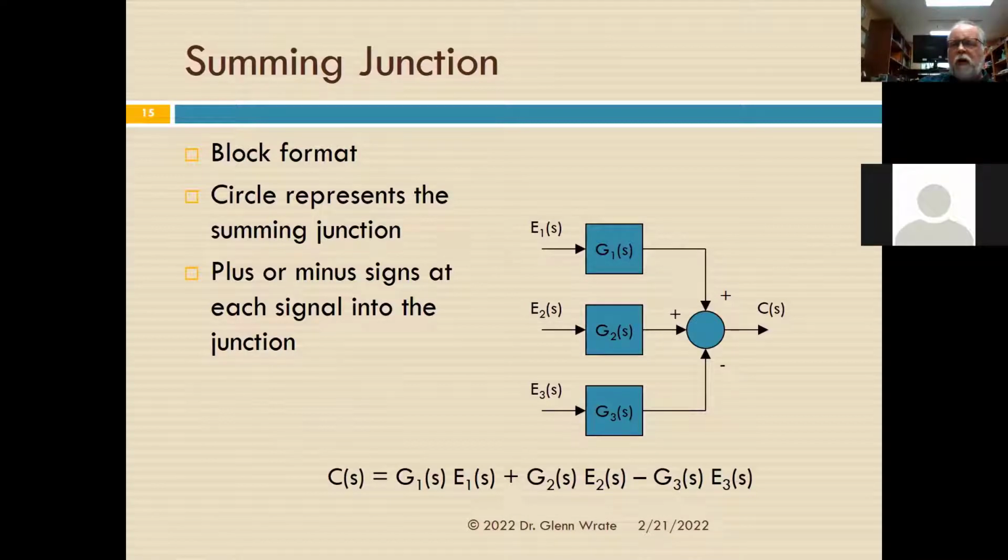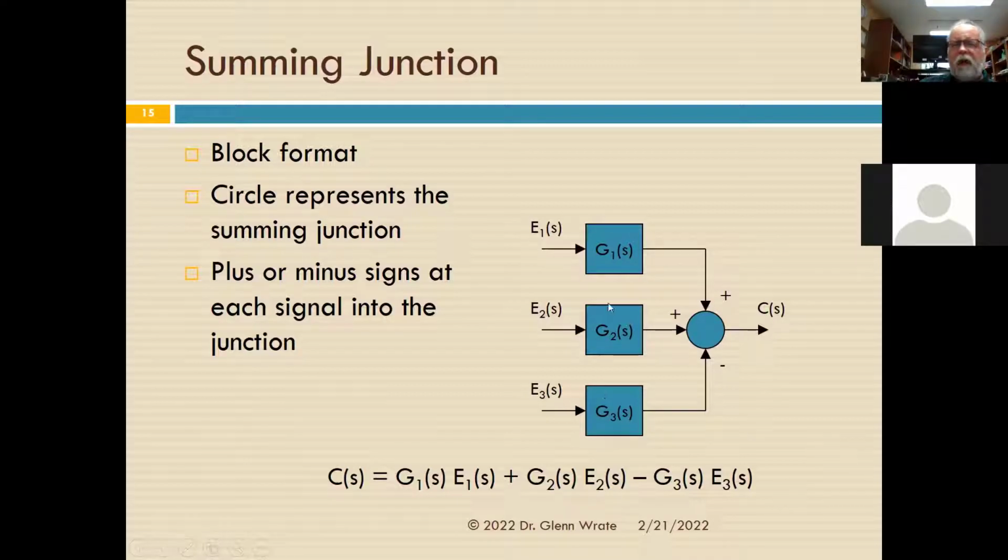We went through this earlier. When you have things in parallel, they go into a summing junction. We've got plus signs and minus signs. G1 times E1 is a plus sign, so it's plus. G2 times E2 is a plus sign, so it's plus. And G3, E3 has a minus sign here, so it's minus.